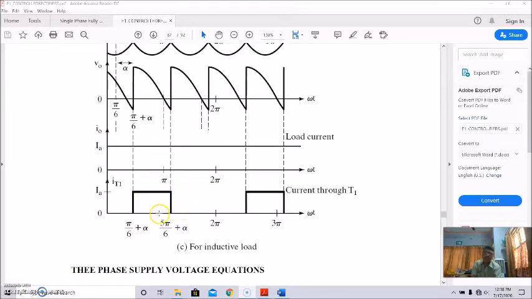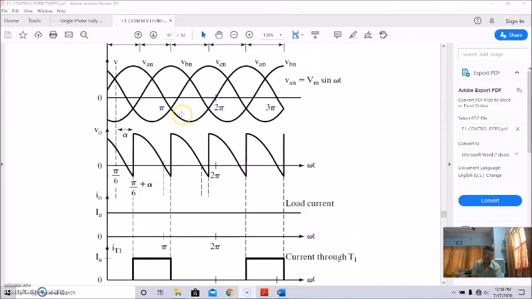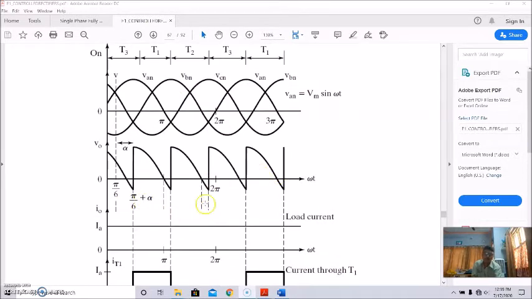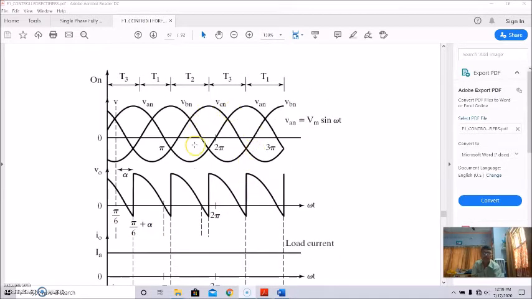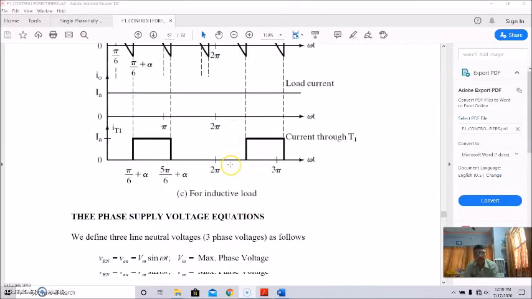Similar things will happen for thyristor 2 and 3 as well. For this highly inductive load, this is shown for the A phase only, where thyristor 1 is triggered. If we put all three in the same diagram, it will be complicated. That's why only the A phase and its corresponding thyristor 1 conduction, output voltage, and load current are shown in this figure.